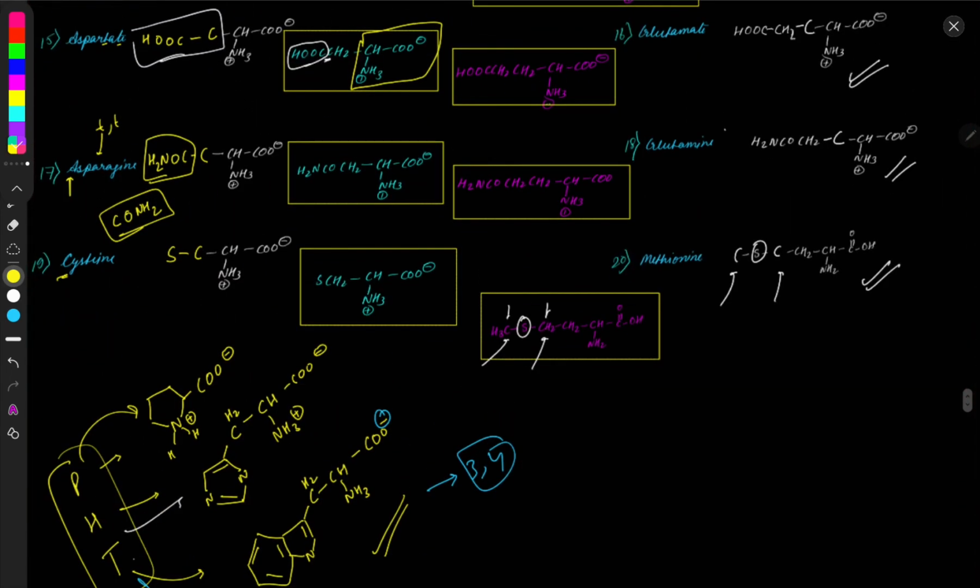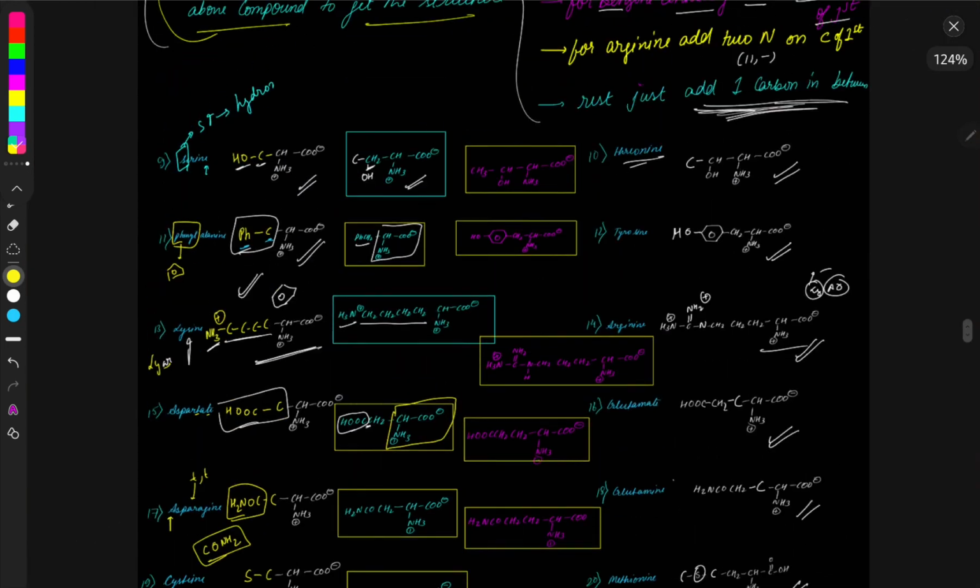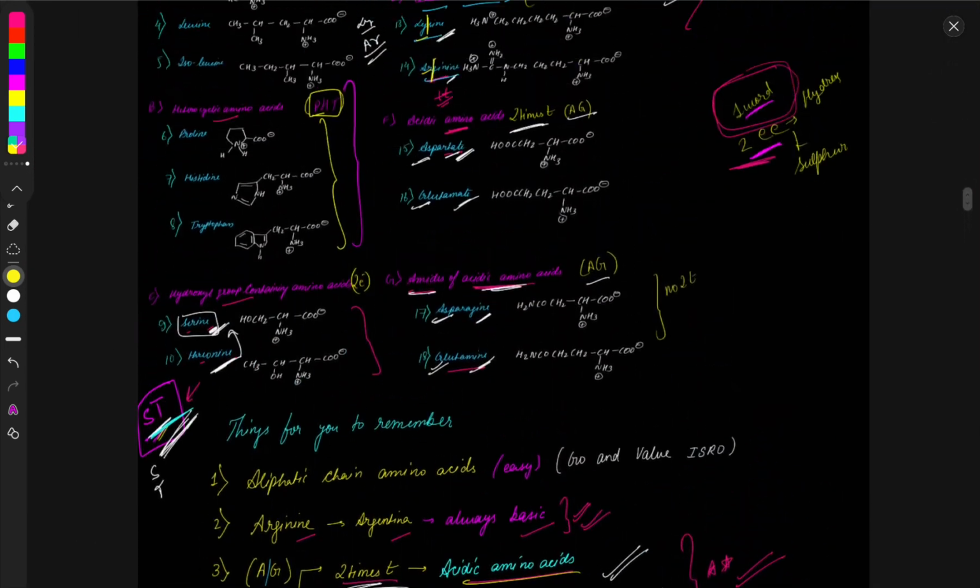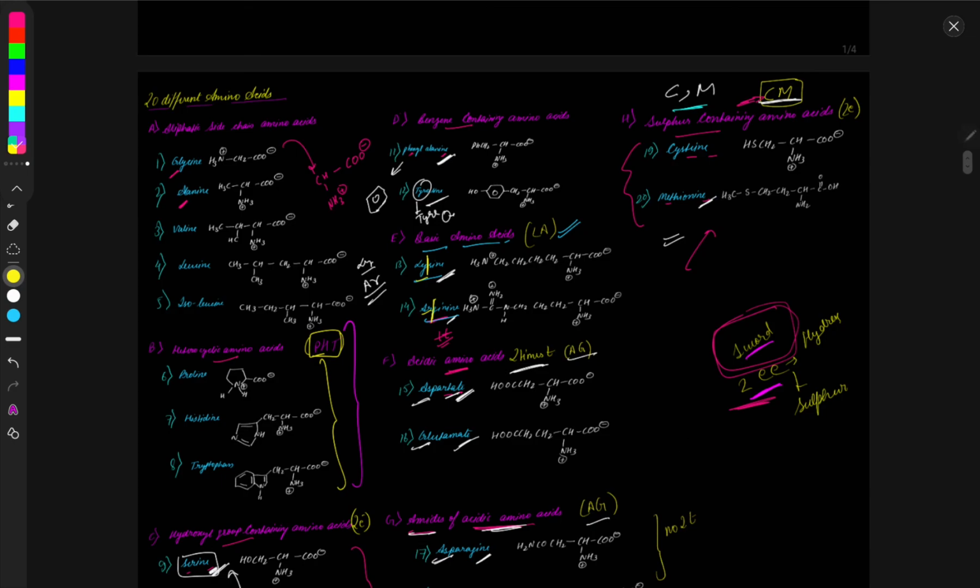So I have given examples also, so you can trust this concept. This is a very easy way to memorize all the 20 amino acids. You will get hold on all the 20 amino acids. So thank you, and I'll meet you in the next video.